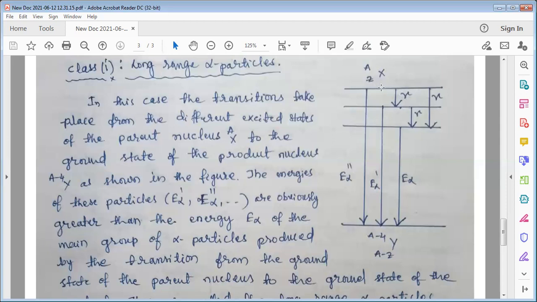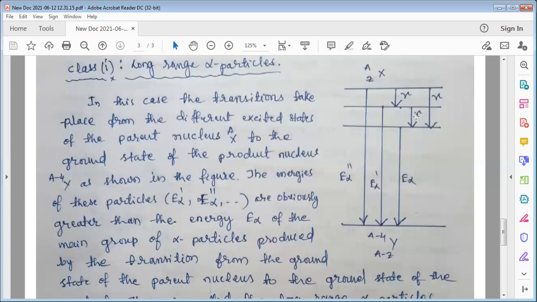For example, here the parent nucleus is making a transition from its highest energy state to the first excited state, and then a gamma particle will be released. And here, from a higher energy state to the ground state, the transition is there. So here gamma particles of highest energy will be released. And this is again another such transition from the first excited state of the parent nucleus to the ground state of the parent nucleus. So here also gamma rays are produced.